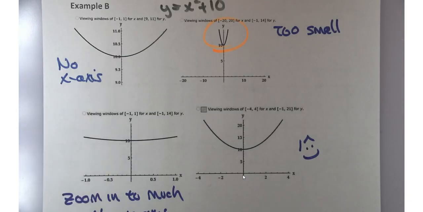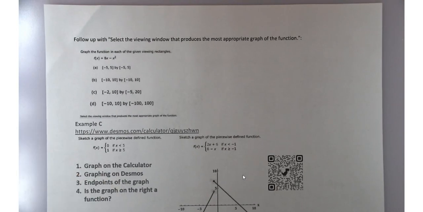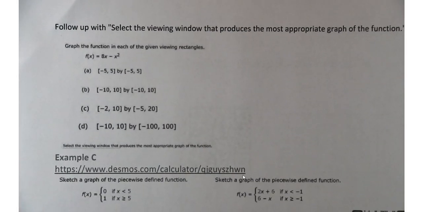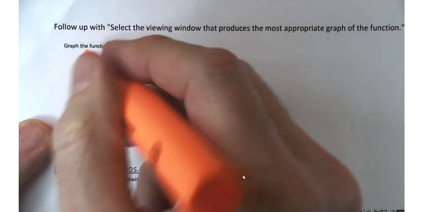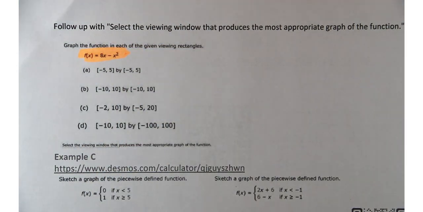So let's try that again for a different problem. This time I want you to try it. Our problem is right here: f of x is 8x minus x squared. I want you to experiment and try to find a good window. So let's take a look.